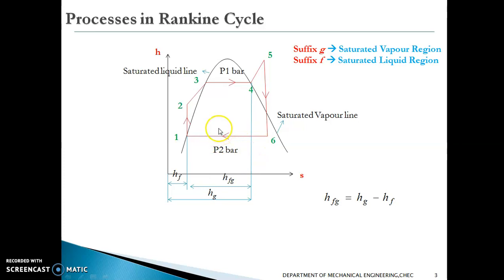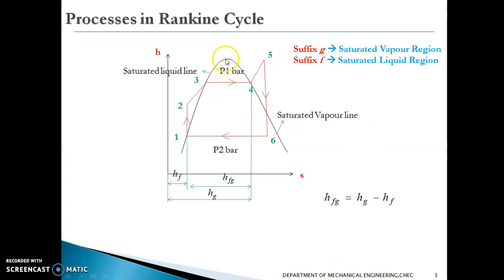In this video, we are going to learn how to locate the enthalpies, or how to find the enthalpies, at each state. That means at state 1, state 2, state 3, state 4, state 5 and state 6. We are going to find the enthalpies at these states in order to calculate the thermal efficiency of the Rankine cycle.